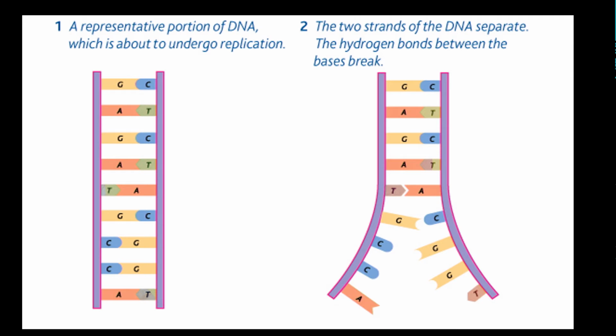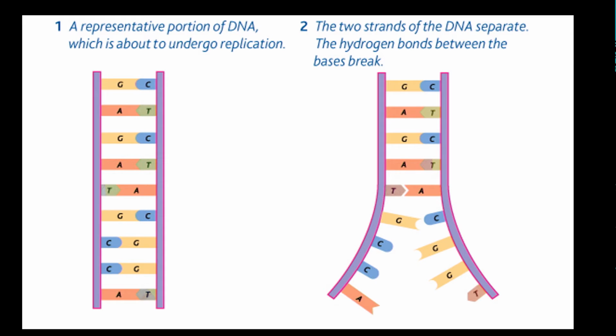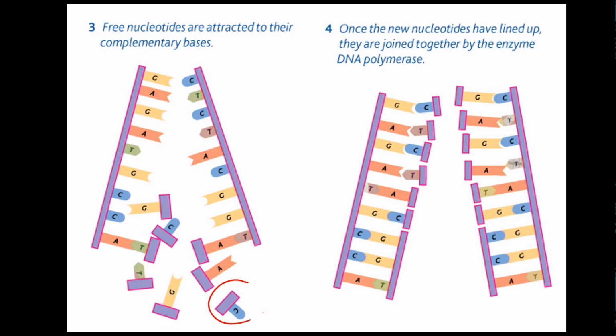So we're now looking at replication of DNA, and we're looking at it in this simple form. Okay, here is our piece of DNA, and the hydrogen bonds between the bases here are broken by an enzyme, and the two strands of DNA separate. Then, floating around in the nucleus, we always have lots of spare nucleotides, free nucleotides, and they would come along and they would join to their complementary bases. And that's how the DNA can make an exact copy, because the bases are complementary.